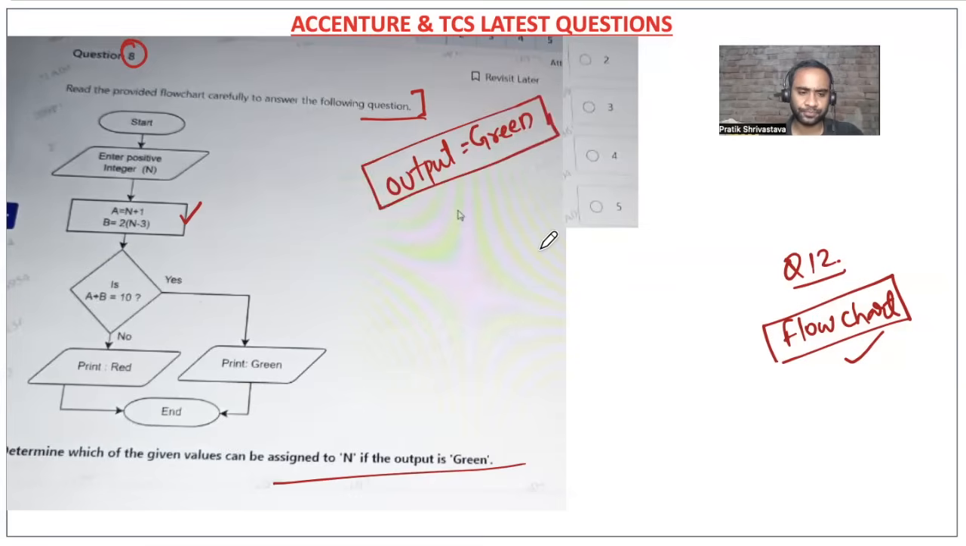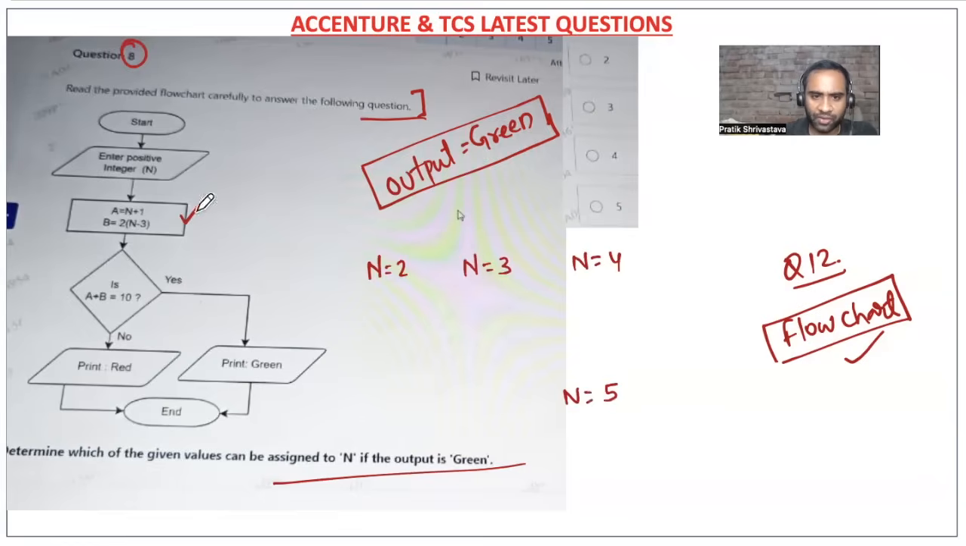Clear? Fine. Now friends, here we need to determine which of the following can be assigned to n if the output is green. Fine. So let us take the options. A is equal to n. Now you can consider n is equal to 2, n is equal to 3, n is equal to 4, and then n is equal to 5.